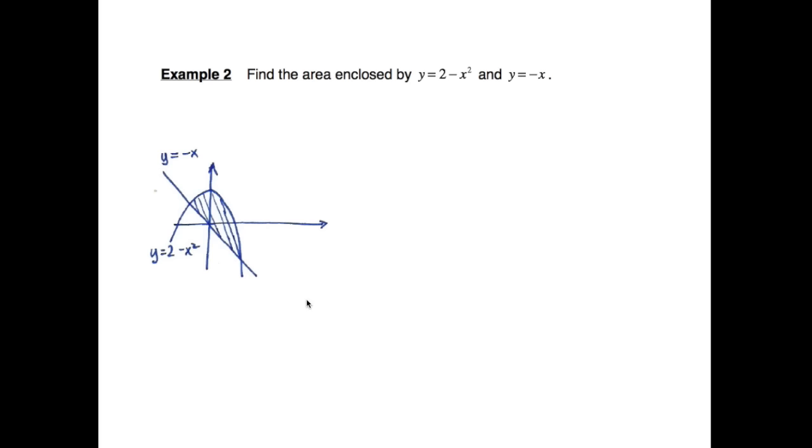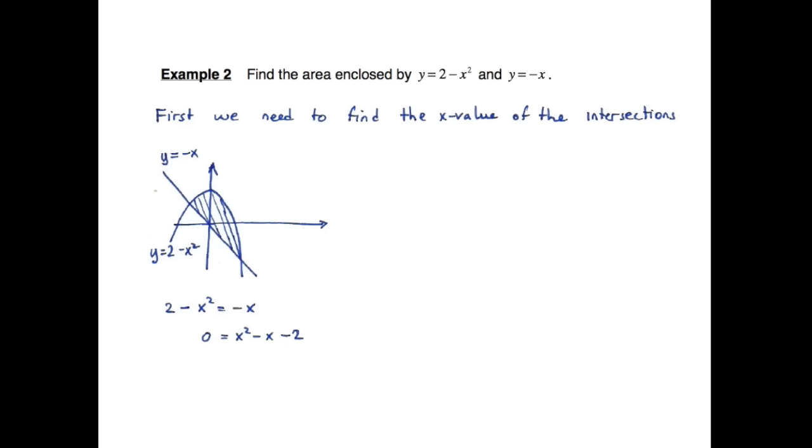So what are the intersections of these two curves? We need to find the x values. We set up the equation 2 minus x squared equals negative x. It's a quadratic equation, so we move everything to one side and we either factorize, or if we can't factorize, use the quadratic formula. Here it's easy to factorize and we find x equals negative 1 and x equals 2. That means we have to integrate from negative 1 to 2.